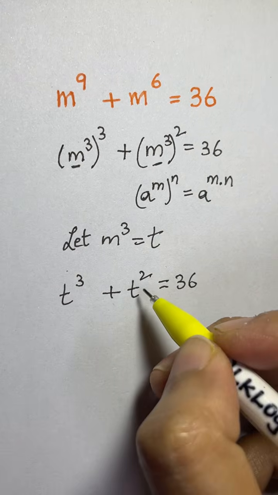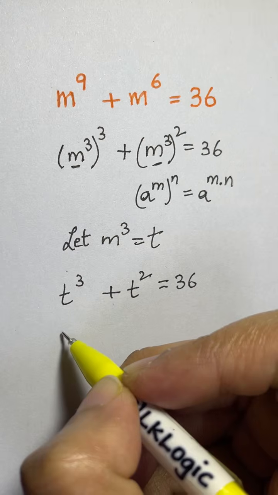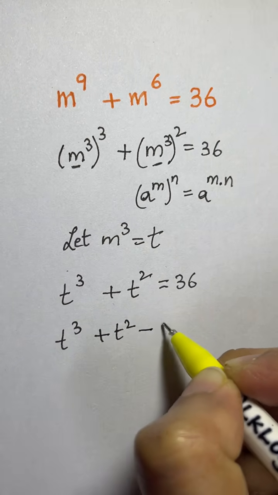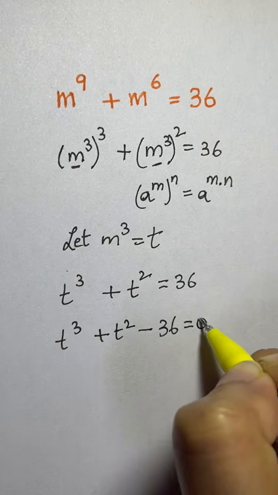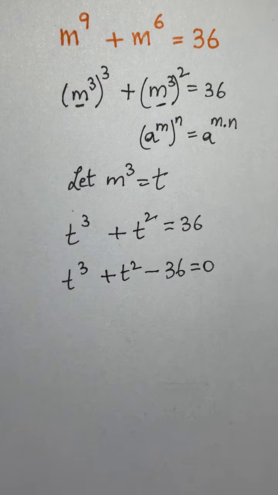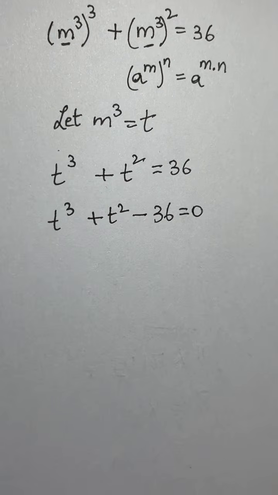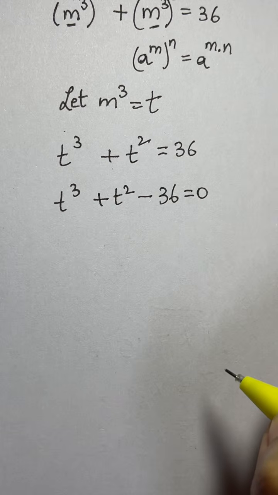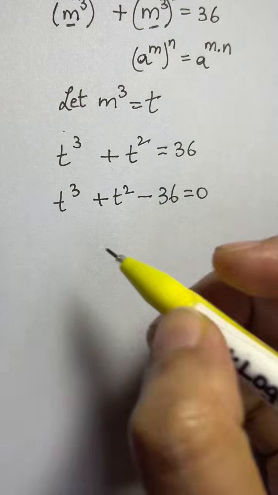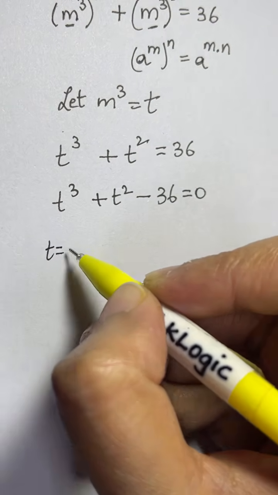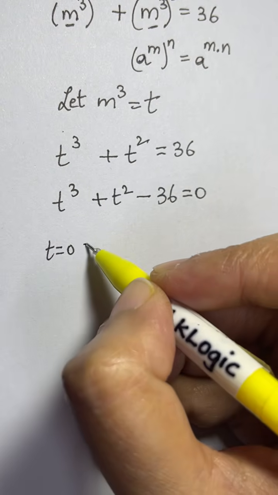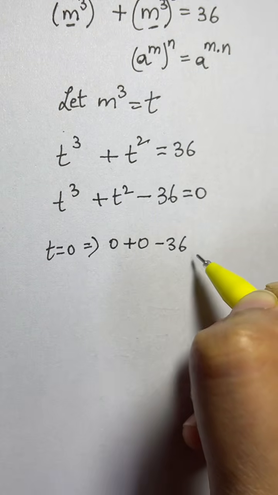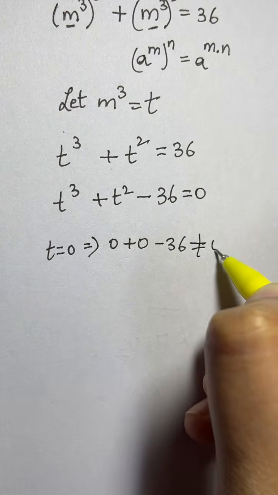Now let's bring this 36 to this side. On the left hand side it becomes t cube plus t square minus 36 equals 0. Now let's do it using our remainder theorem, or you say factor theorem. Let's find one factor for this using the trial and error method. So let's see if we put t is equal to 0: 0 plus 0 minus 36, minus 36 is not equal to 0.